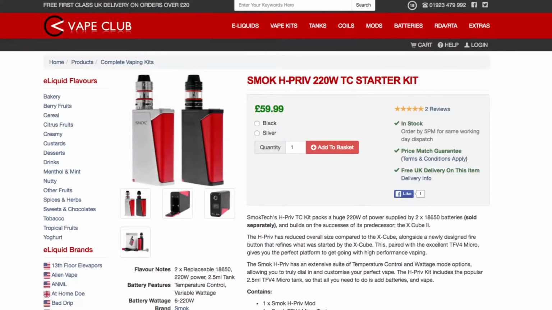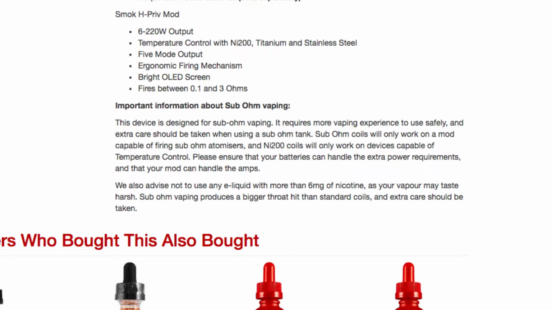You see there's a slight increase there in vapor production with the higher VG liquid and the higher output style equipment. So there you have it in terms of the difference in vapor production at the very least between high VG and high PG. What I will say is on the Vape Club website, we recommend that no one uses a sub-ohm device with a liquid that's higher than 6mg nicotine strength.